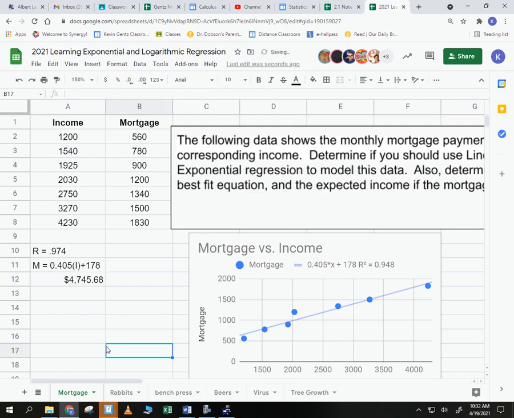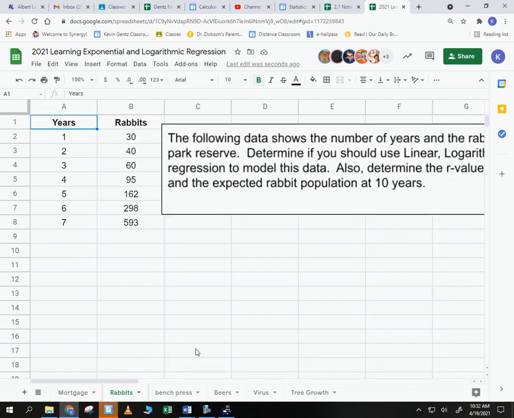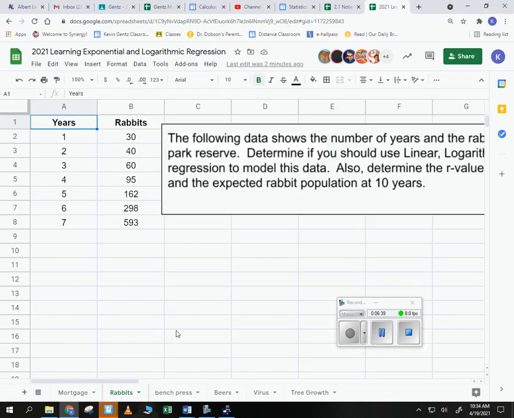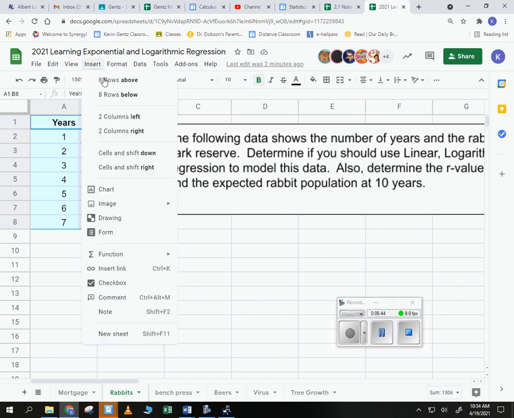Any questions on that first example? Flip to the next one. It says rabbits. Exponential. In order to determine whether or not it's really exponential, let's take a look at our curve. Let's go ahead and grab the data. Let us insert. And as we insert, we're going to insert a chart.